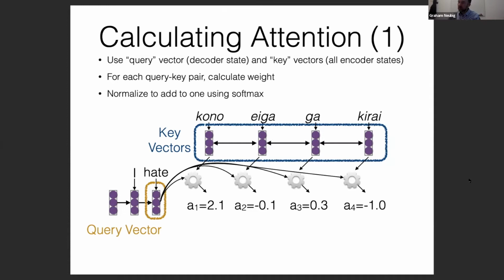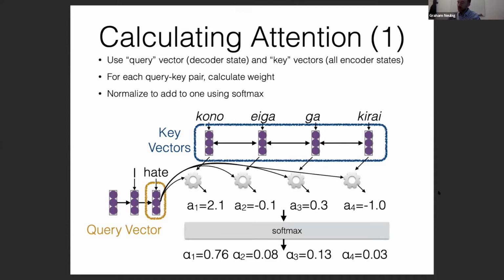And then we normalize these, so they add to 1 using a softmax function. And basically what this looks like is we take in these values and we output something that looks like a probability vector here. And I'm sure everybody's familiar with the softmax from the homework that you're already working on.